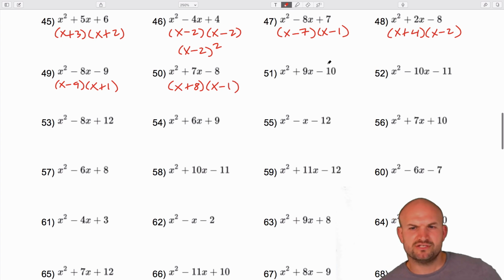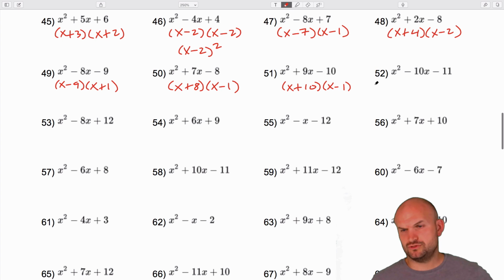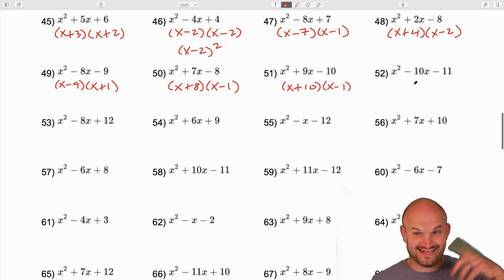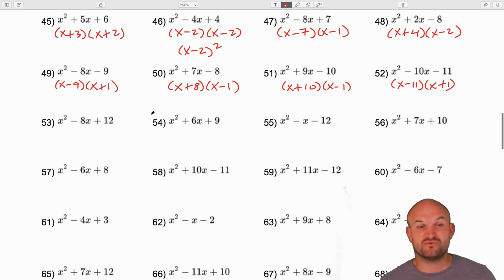Let's see, this is going to be a difference and positive. This is going to be a, now my brain is starting to get to there. This is going to be a difference and negative. It's x minus 11, x plus 1. This is where you start making mistakes. This is a sum and negative. Hope I don't make a mistake.